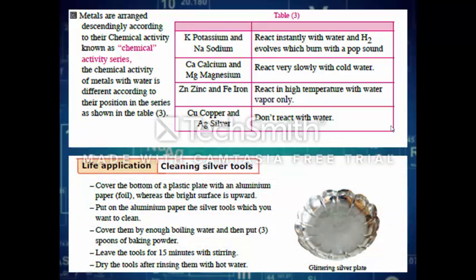Life application: cleaning silver tools. Place the silver tools in a bowl covered with aluminium foil and then fill it with boiling water. Then add 3 tablespoons of baking powder and leave it for 15 minutes. Then drain, rinse with boiling water, and dry with a piece of wool to become brighter.